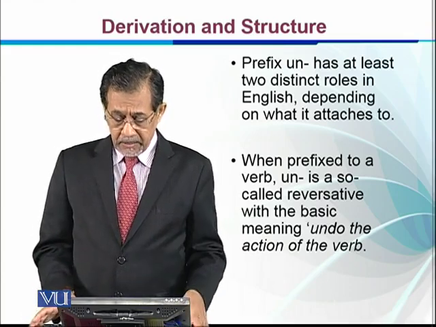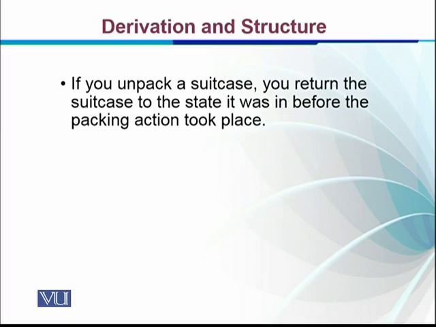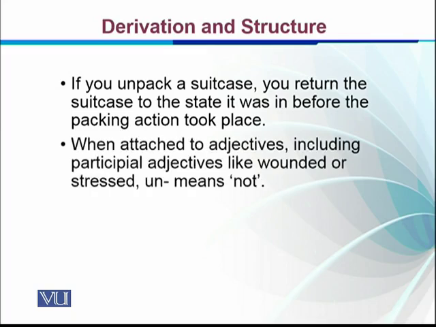So let's look at what that means. If you unpack a suitcase, you return the suitcase to the state it was in before the packing action took place. When attached to adjectives, including participle adjectives like wounded or stressed, un means not, because here we cannot say undo the action of the word. For example, in the case of wounded, we cannot say undo the action of the verb, because there was no wound before. So simply here it means not wounded.